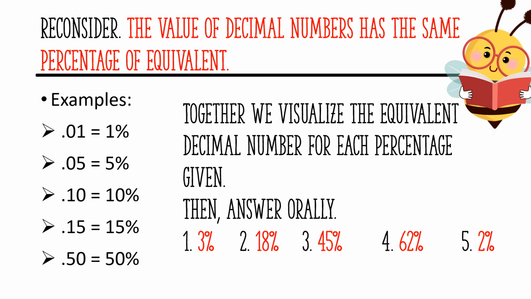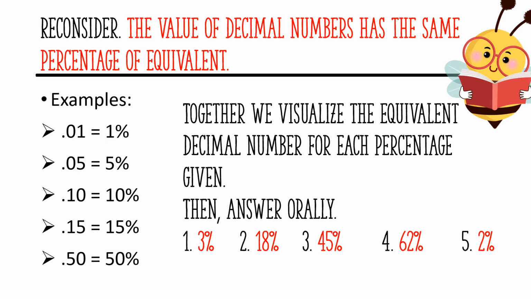Alright, look. Together we visualize the equivalent decimal number for each percentage given. Then you're going to answer orally. Again, what does the direction tell us? Okay, the direction tells us that we're going to visualize the equivalent decimal number for each percentage given. Alright, let's proceed. Number 1, 3%. What is the equivalent decimal number? Very good. 3 hundredths or 0.03.